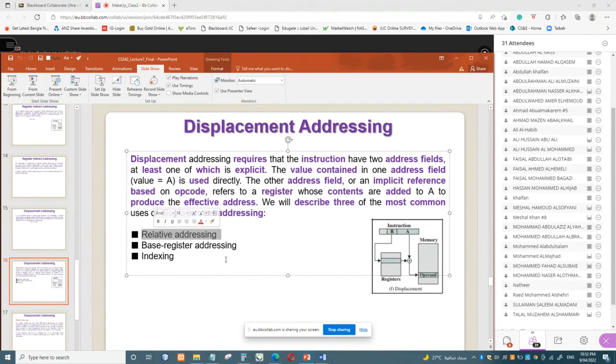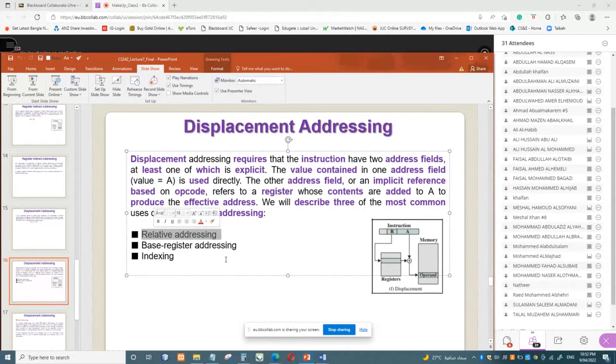It can be 4 bytes away, 8 bytes away, 12 bytes away, 16 bytes away, it can be 100 bytes away. But that 100 bytes will be added to the current value of the PC program counter register, so that we can go to the appropriate instruction where the next instruction is going to be executed by the CPU. So relative addressing, you don't need to be worried about that much.